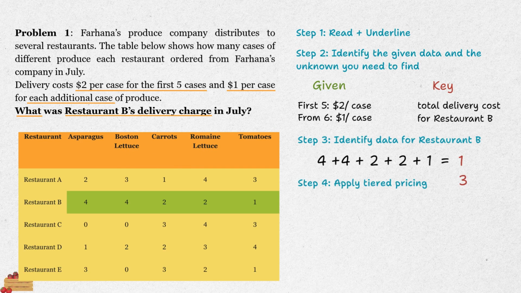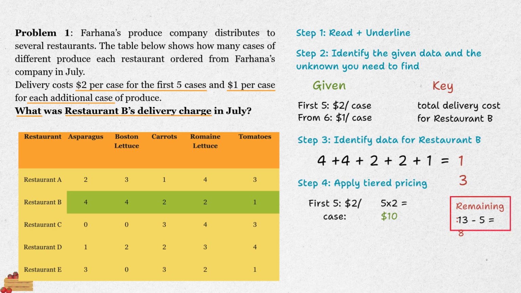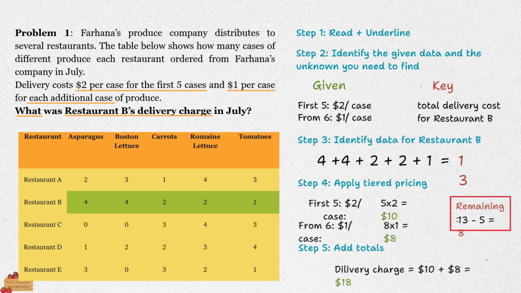Next, let's apply the tiered pricing rule. We know the first 5 cases cost $2 each. That's 5 times 2 equals $10. Now we have 13 minus 5 equals 8 remaining cases. Those cost $1 each, so 8 times 1 equals $8. Finally, let's add both parts together. $10 plus $8 equals $18 total. So Restaurant B's delivery charge is $18.